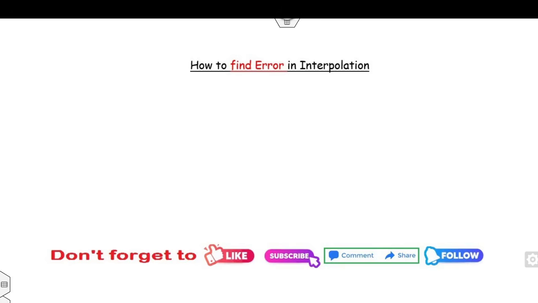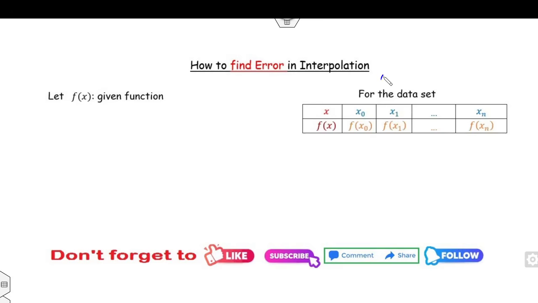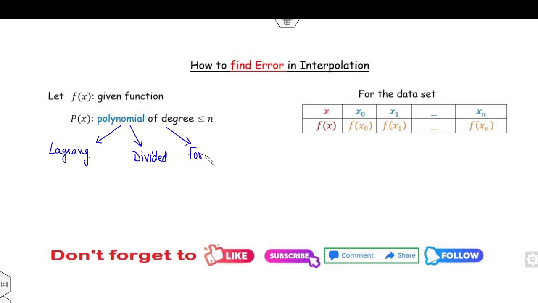What is the objective? How we can find the error. It's a very simple lecture. As you all know, whenever you have n plus 1 data points defined in a table, then you can easily define the polynomial p(x) of degree less than or equal to n. How can you find the polynomial? You can use the Lagrange interpolation formula, Newton's divided difference formula, Newton's forward difference formula, or Newton's backward difference formula.